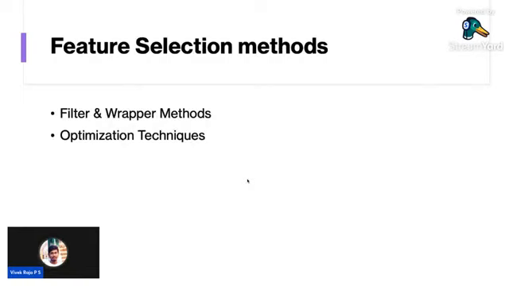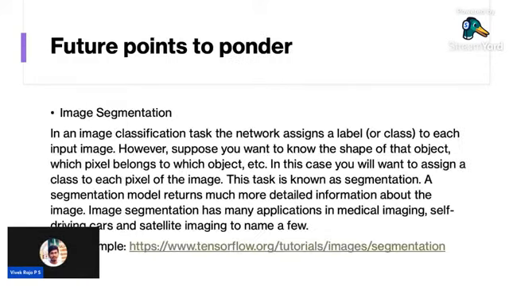The methods are filter and wrapper methods and optimization techniques. Optimization techniques involve optimization algorithms like ant colony, genetic algorithm, and so on. And filter and wrapper methods are the conventional way of doing it.